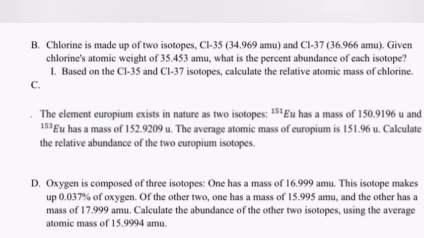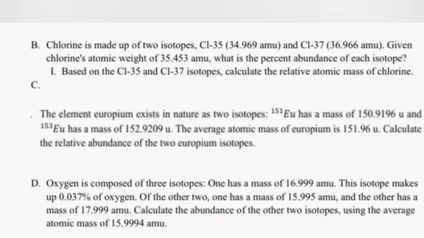We have this question that reads that chlorine is made up of two isotopes, chlorine 35, which has a mass of 34.969 atomic mass units, and chlorine 37, which has a mass of 36.9666 atomic mass units. And given chlorine's atomic weight as 35.453 atomic mass units, what is the percentage abundance of each isotope?